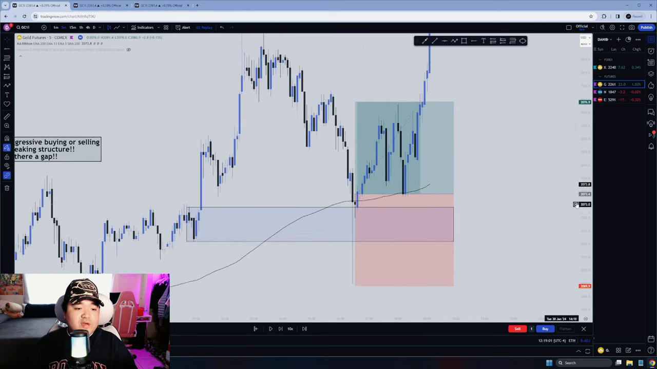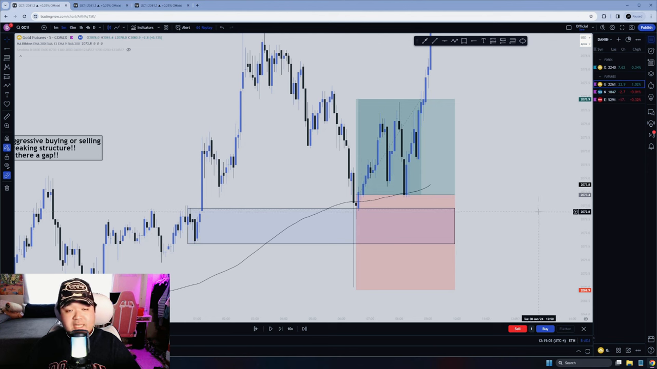So when you have a setup like this, or when you see this at your zone, don't always think that the zone is invalid just because we broke past the zone. Look at the zone and see what is happening at that candle. If the body closed outside that zone, cool, that setup is done for. Now, if the candle goes all the way back either into the box or above the box and leaves you a wick, take that trade with confidence.